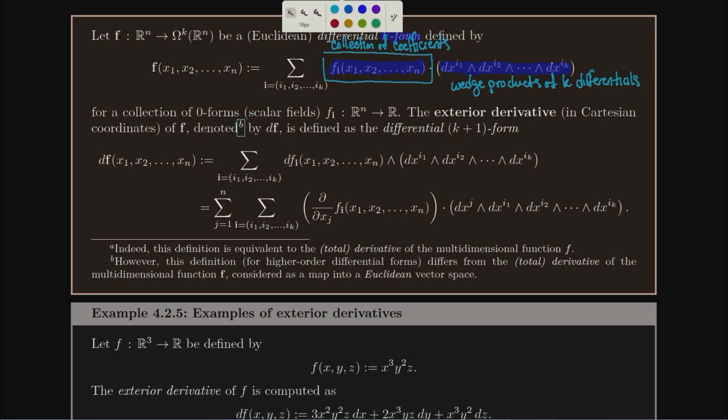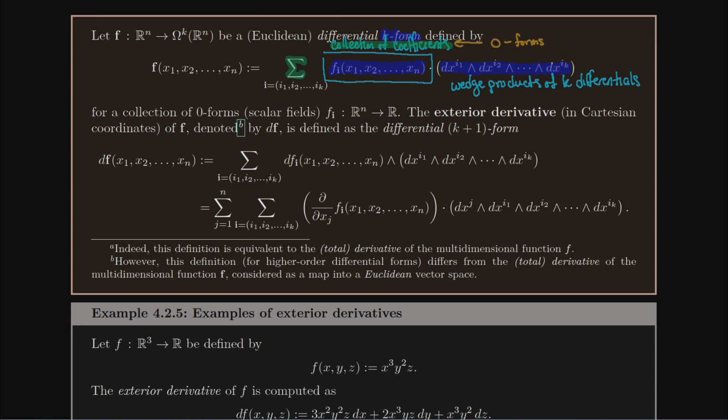And then, of course, we could potentially sum a lot of these together because we can have different choices of these wedge products, and hence each one will have its own coefficient. So how does that give us the ability to take an exterior derivative of a differential form now, something larger? Well, these collections of coefficients are actually just zero forms. So these are zero forms.